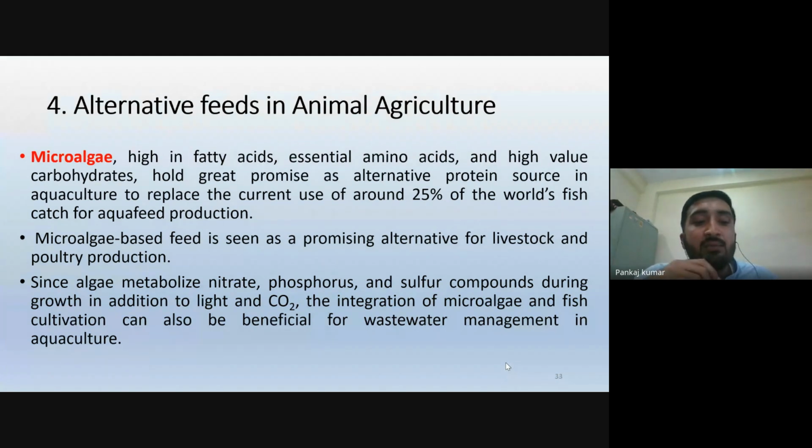So microalgae-based feed is seen as a promising alternative for livestock and poultry production. Seeing that algae metabolize nitrate, phosphorus, and sulfur compounds during growth, in addition to light and CO2, the integration of microalgae in fish cultivation can also be beneficial for wastewater management in aquaculture.